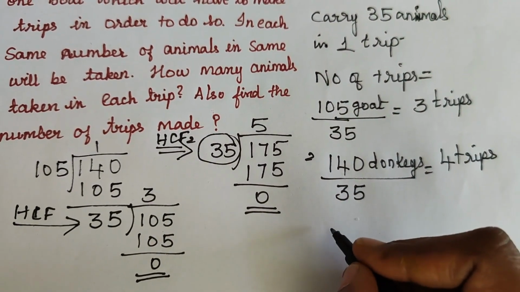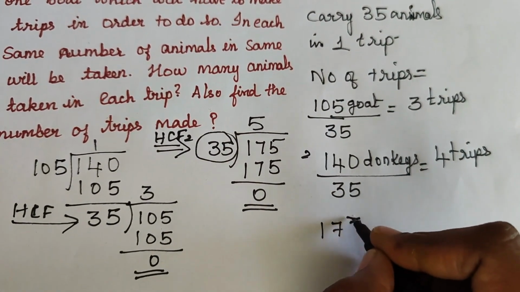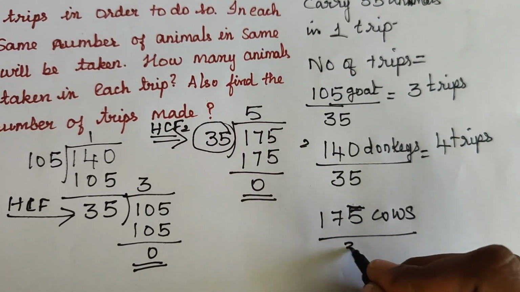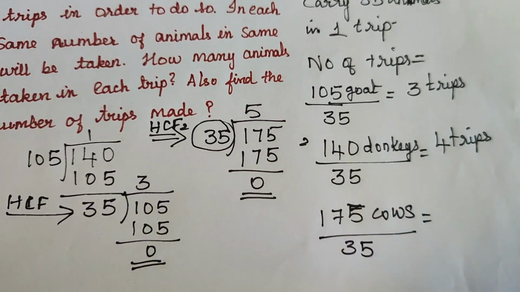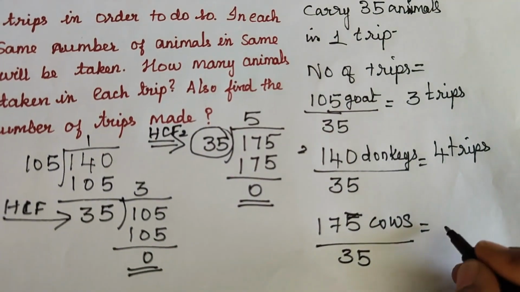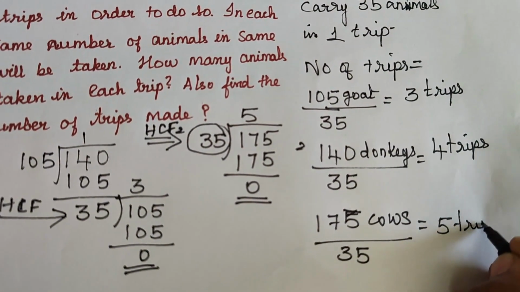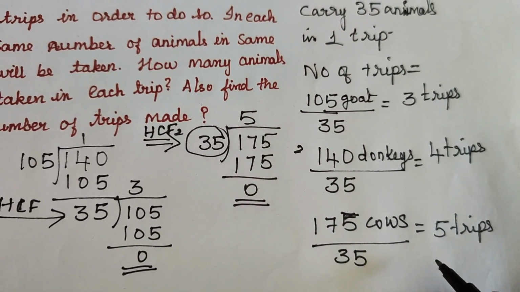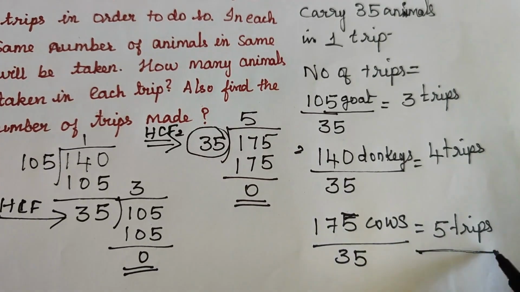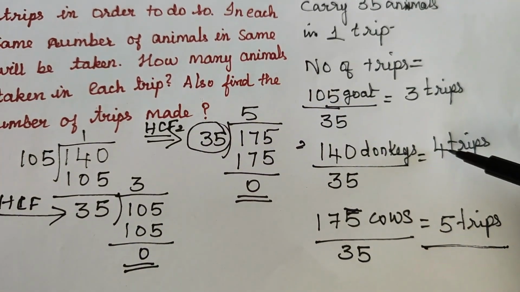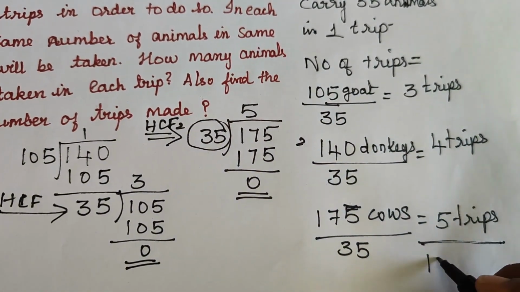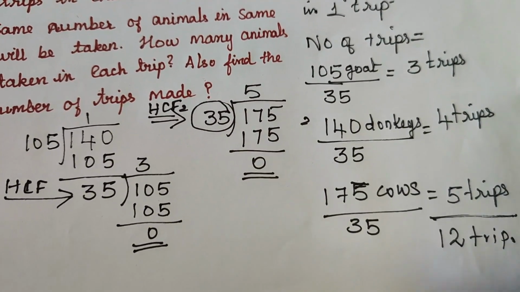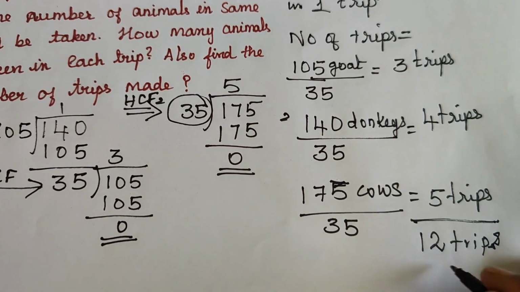And how many cows are there? 175 cows. And in each trip, 35 cows will be taken. So totally how many trips will be made? 5 trips will be made to take the cows. And all together to take all the animals, how many trips will be made? 3 plus 4, 7, 7 plus 5. To take all the animals, the boat will have to make 12 trips.